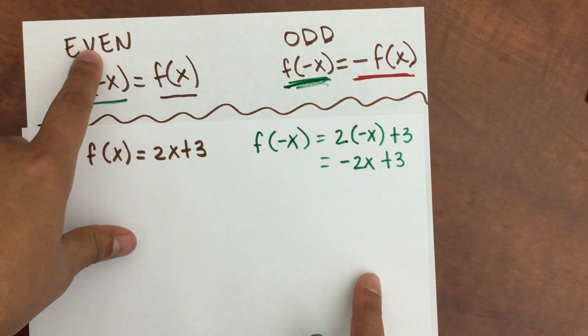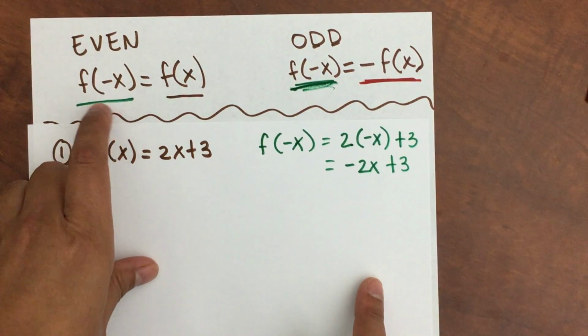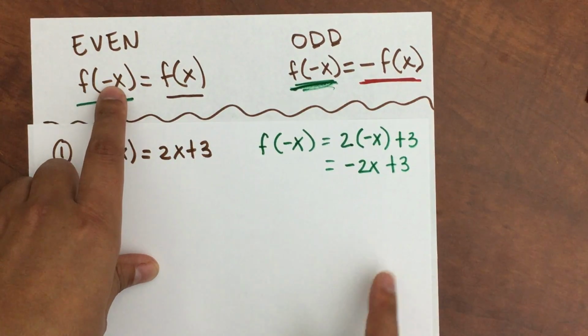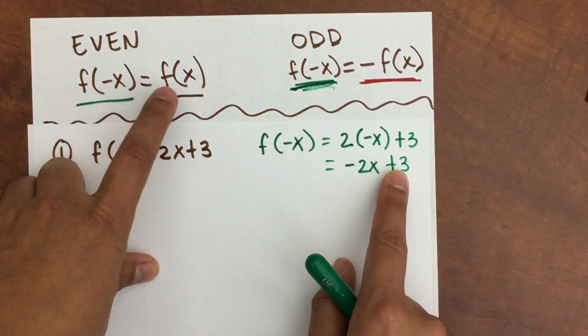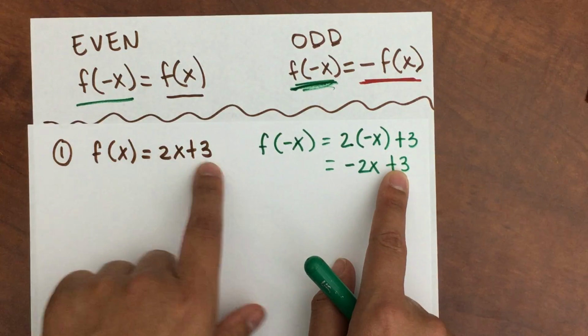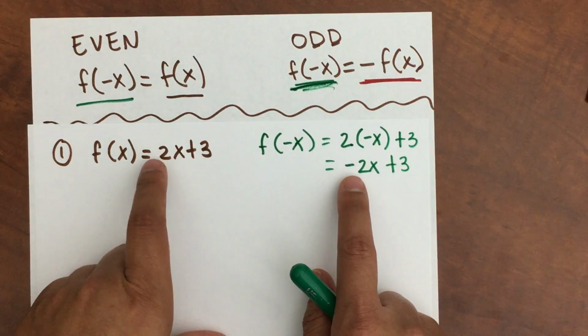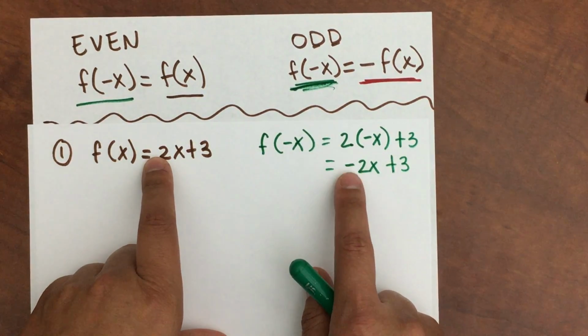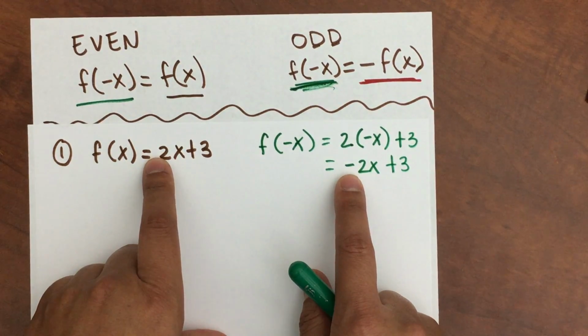To know if this function is even, you say, is f of negative x, meaning this answer, equal to f of x, meaning this? Are they the same? Well, no, because this is positive and this is negative. So no, it's not even.